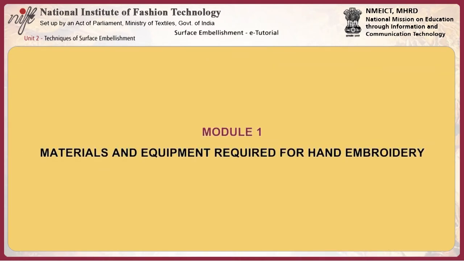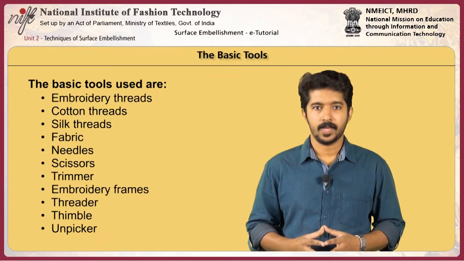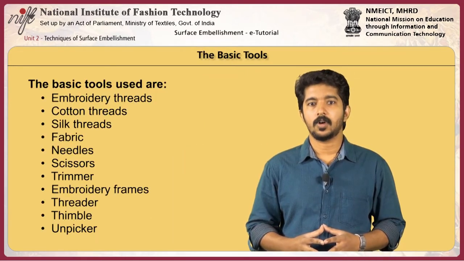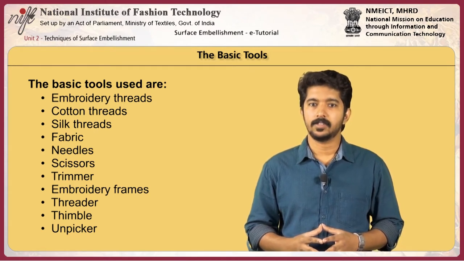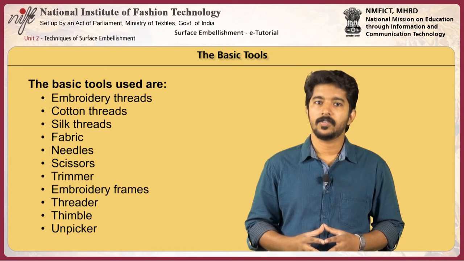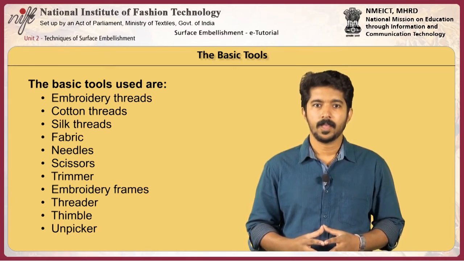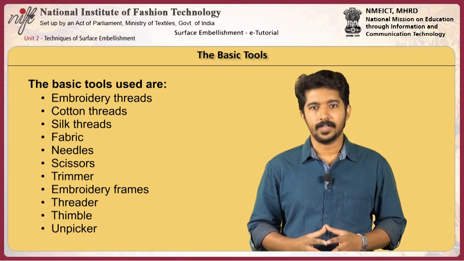In the first module, you will learn about the materials and equipment required for hand embroidery. Tools and materials are the raw materials used in embroidery. A wide variety of tools and materials are available in the market, which are used for embroidery. They have to be selected wisely according to the type of embroidery, as they affect its quality to a great extent. The basic tools are embroidery threads, cotton threads, silk threads, fabric, needles, scissors, trimmer, embroidery frames, threader, thimble, and unpicker. We will now learn about each of these in detail.